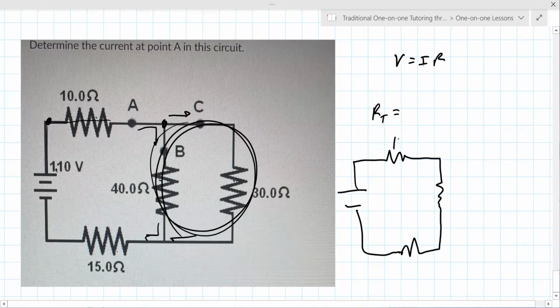Okay, so this one's still 10 ohm, this one's still 15 ohm, but we've got to figure out the equivalent resistance of these two. So that's where you're doing the 1 over RT equals 1 over 40 plus 1 over 30. So see if you can solve that for RT. I'll be right back with you in a moment.